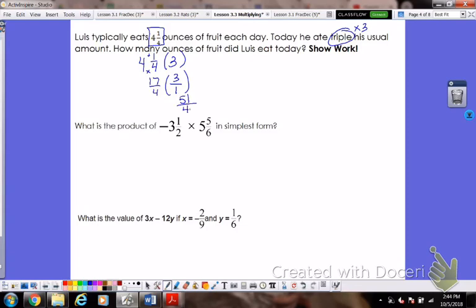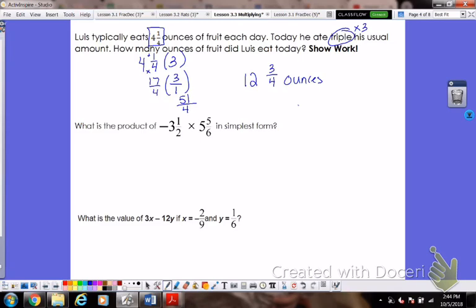Now leaving it 51 over 4 does not make any sense for this kind of situation. It doesn't make any sense to eat 51/4 ounces. So we definitely need to change this to a mixed number. Well, 4 goes into 51 12 times. 12 times 4 is 48. So then 51 minus 48 gives us the remainder of 3. Keep our denominator of 4. And it's a word problem, so we need to label 12 3/4 ounces.